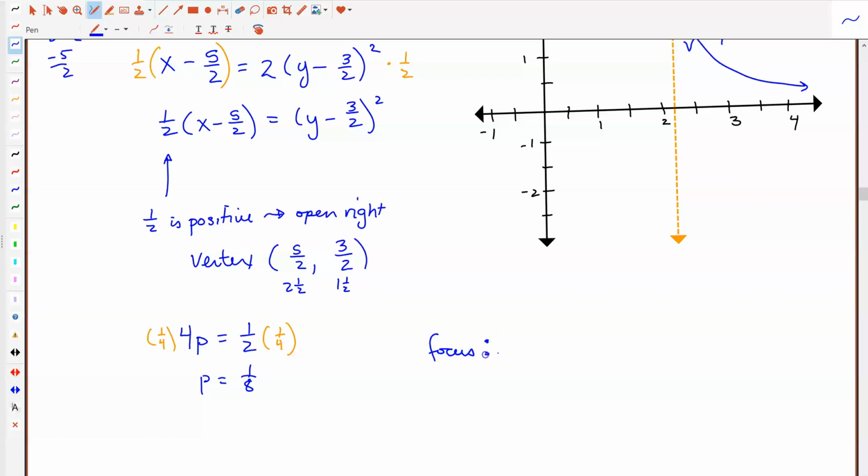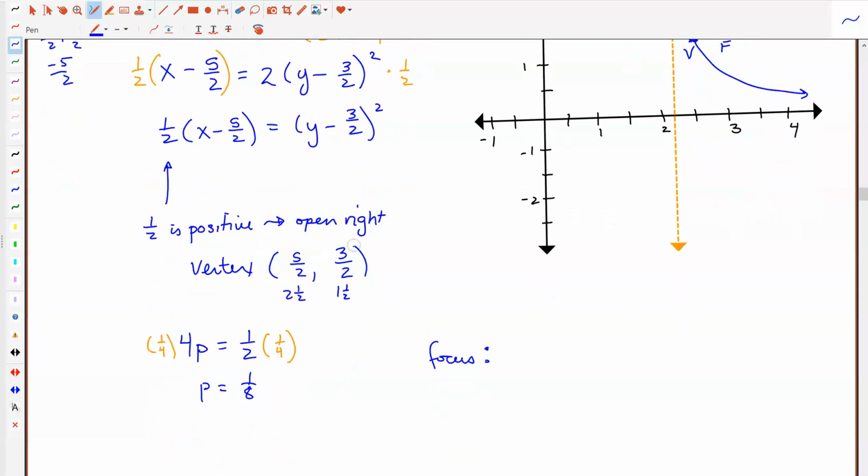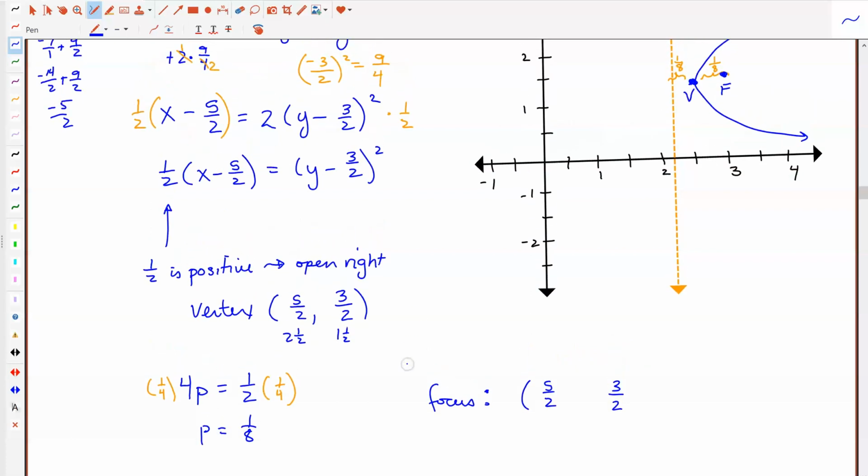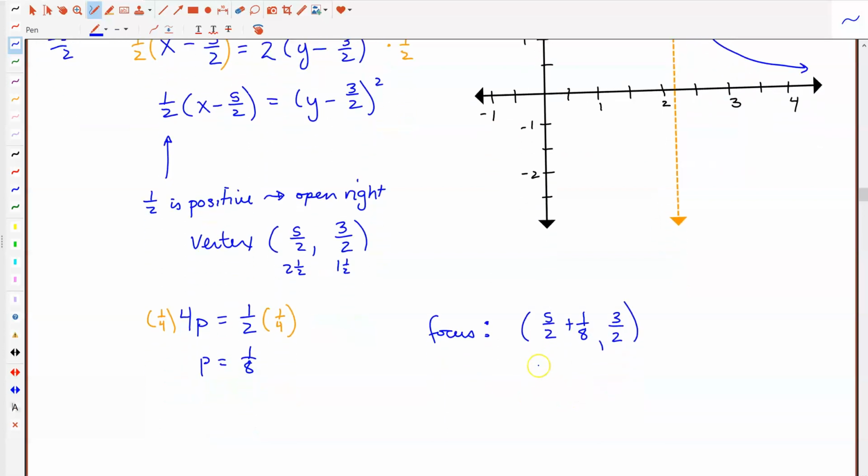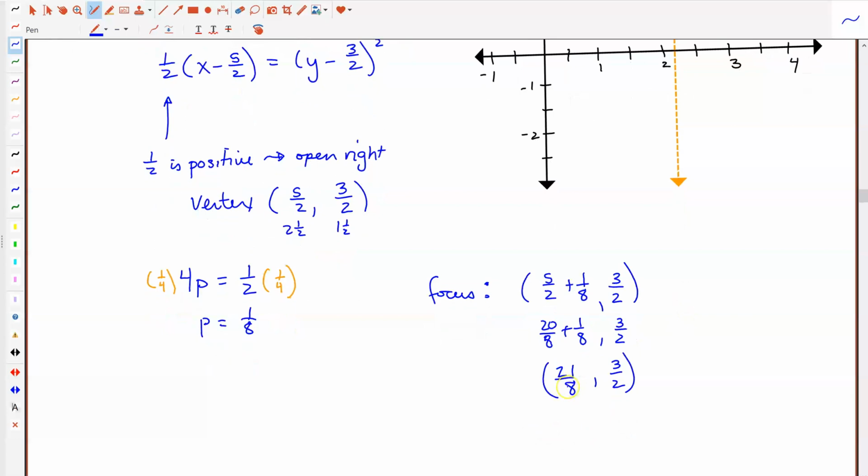So for the focus, as a reminder, the vertex was at 5/2 and then 3.5. So let's see what's going on. To get from my vertex to my focus, this is going to be a movement in the x direction, nothing happening in the y, right? So this y value is going to be left alone. But in the x direction, I shifted to the right or added 1/8. So then that will get me what my focus is. All right, so that is going to be 21/8, and then 3/2. And then again, if you wanted to figure out how big this is, it's going to be 2 5/8 and 1.5. Alright, so there's my focus.